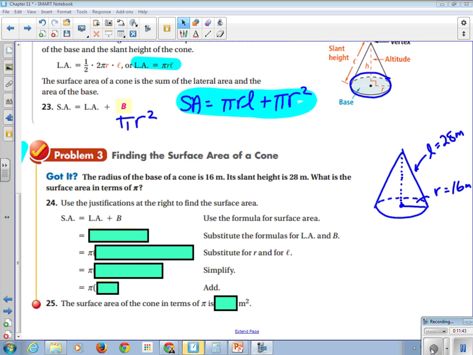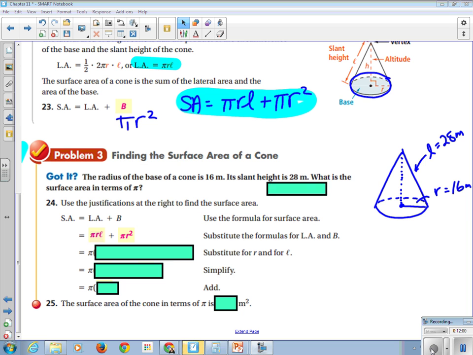You guys will have some problems on your homework and your quiz where you'll have to leave your answer in terms of pi. So this is a great example. When I'm typing the word pi in as a submission, use the word pi.